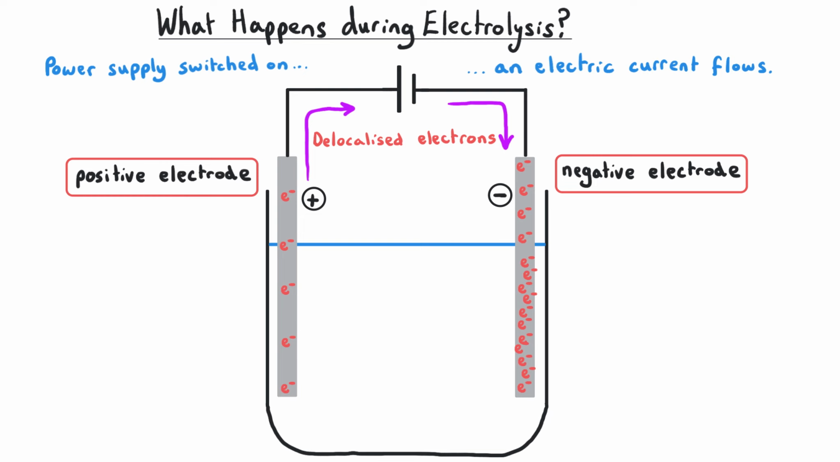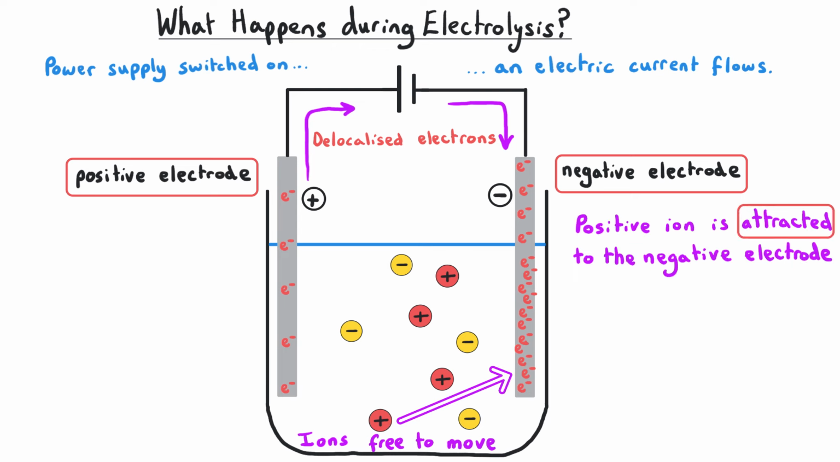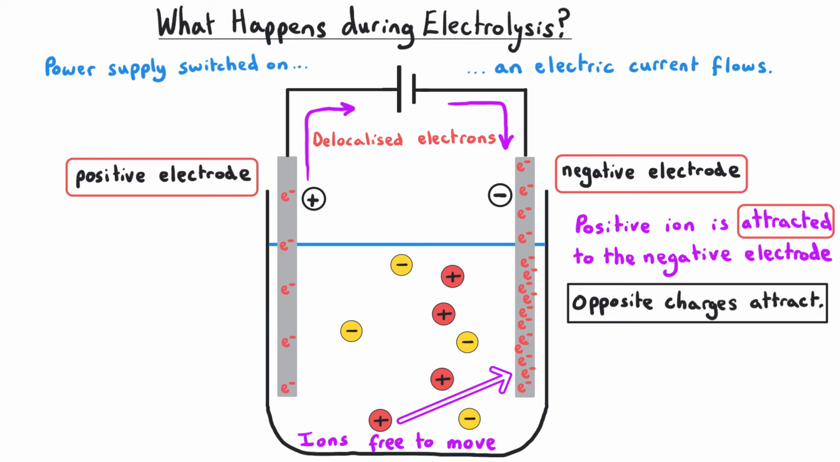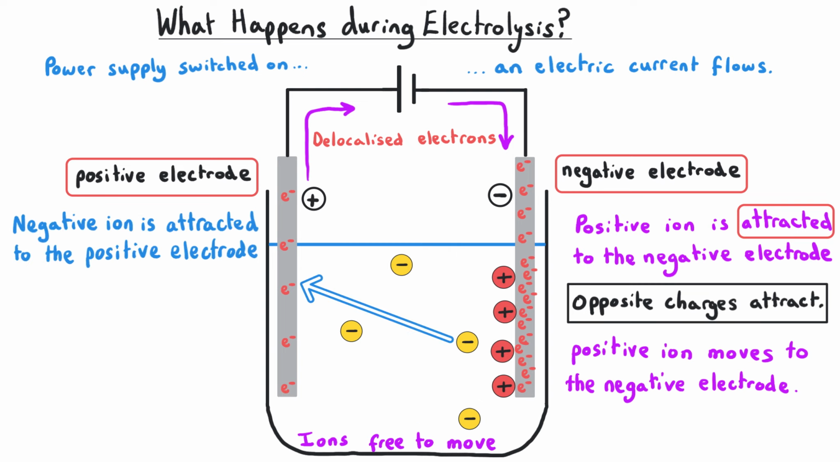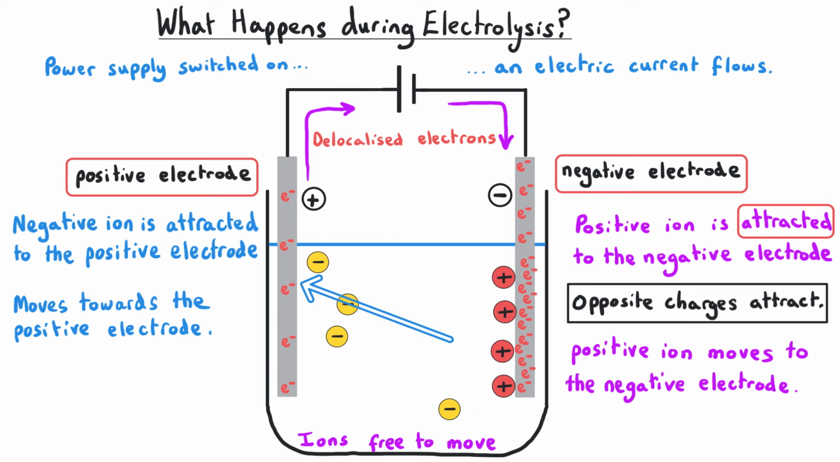And the electrolyte is made up of an ionic compound with the positive and negative ions that are free to move. And so the positive ion from the ionic compound is now going to be attracted towards the negative electrode because opposite charges attract. And so the positive ion will move through the electrolyte to the negative electrode. And the negative ion is going to be attracted towards the positive electrode, and so we'll move towards that.